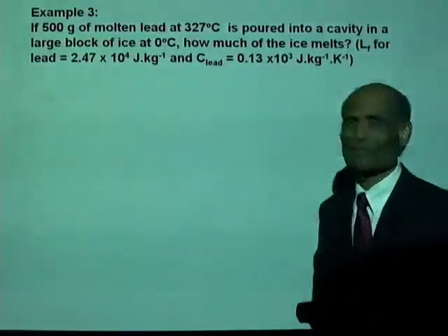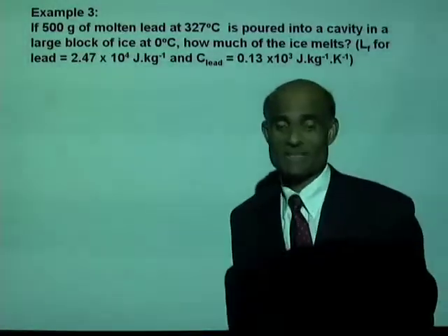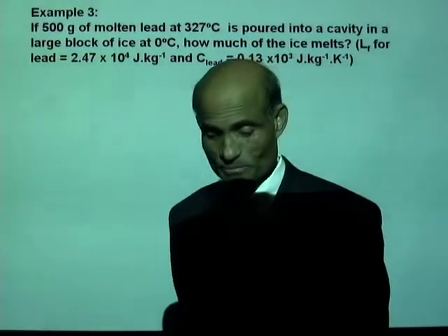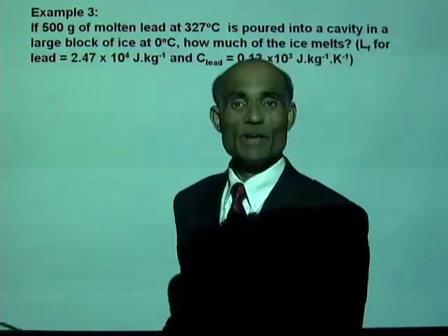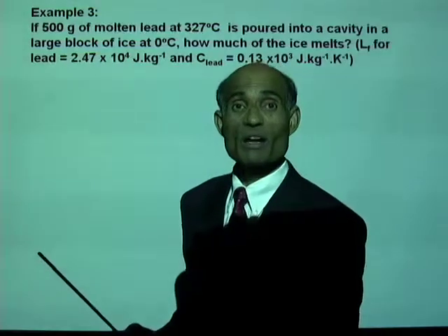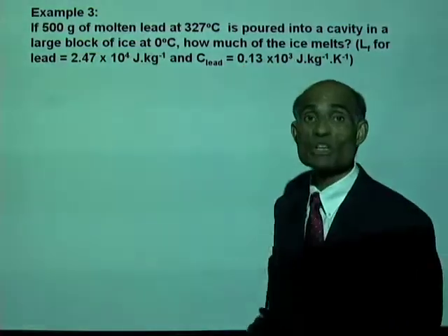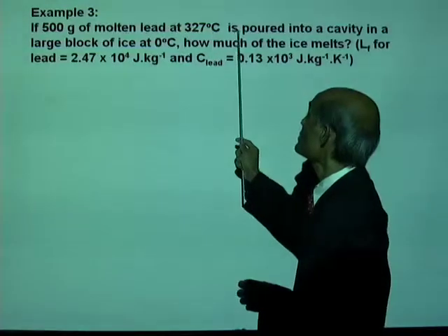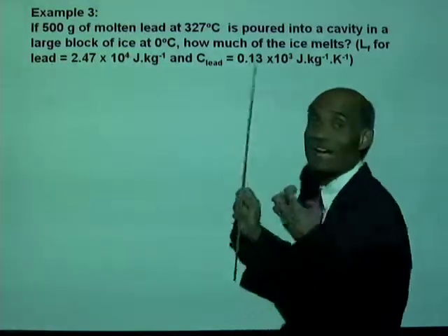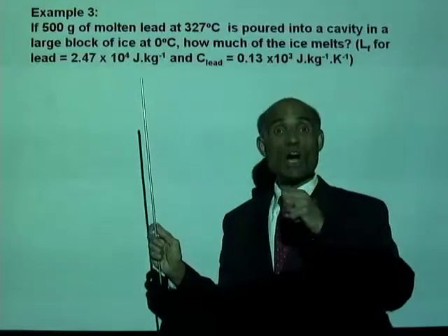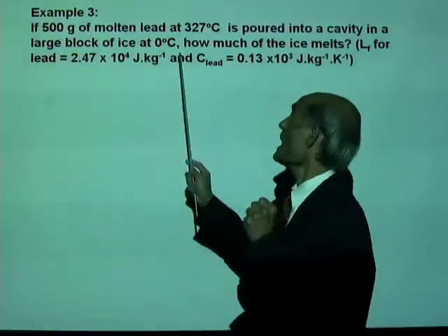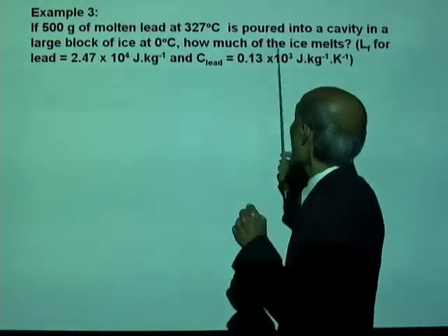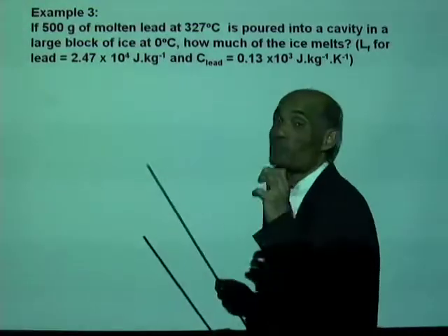Okay. Alright, next problem, example 3. Can you read that problem? If 500 grams of molten lead at 327 degrees Celsius is poured into a cavity in a large block of ice at 0 degrees Celsius, how much of the ice melts?